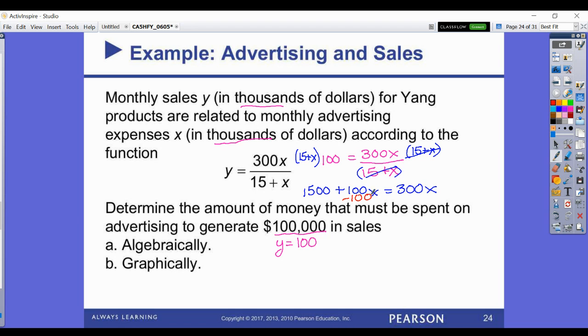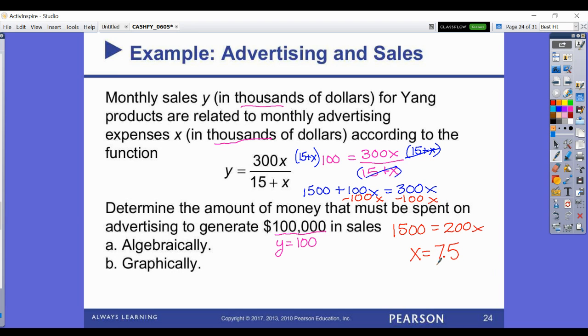So get my x's on one side. This one's just linear. I'm going to jump down here. So 1500 equals 200x. And then you just take your calculator and divide by 200. 1500 divided by 200 is 7.5.